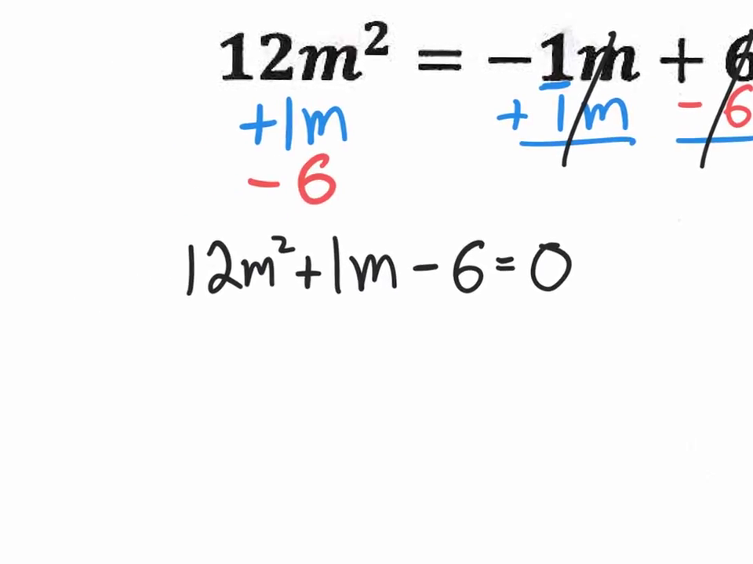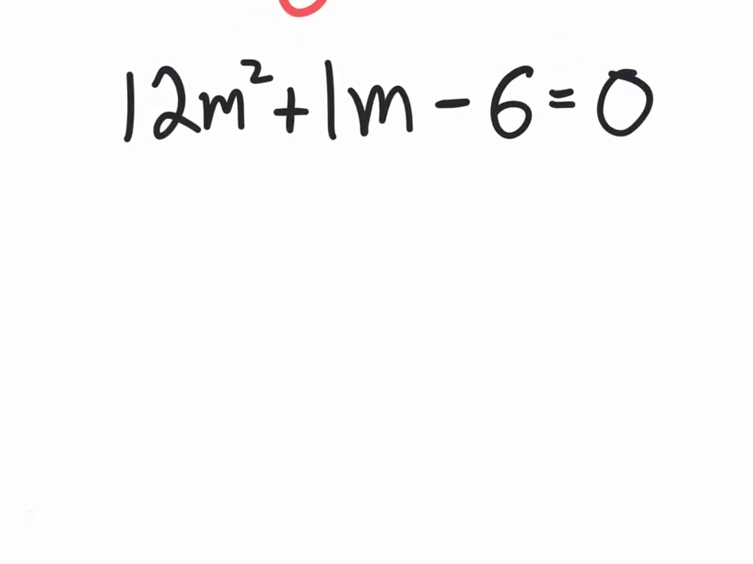And now at this point, we have a quadratic trinomial. The a value is not 1, so unfortunately we have to do the multi-step process. Step 1, a times c equals negative 72. Remember, a is 12, b is 1, c is negative 6. So now we need to think of the multiples of negative 72. If you're not good at this, get a calculator.